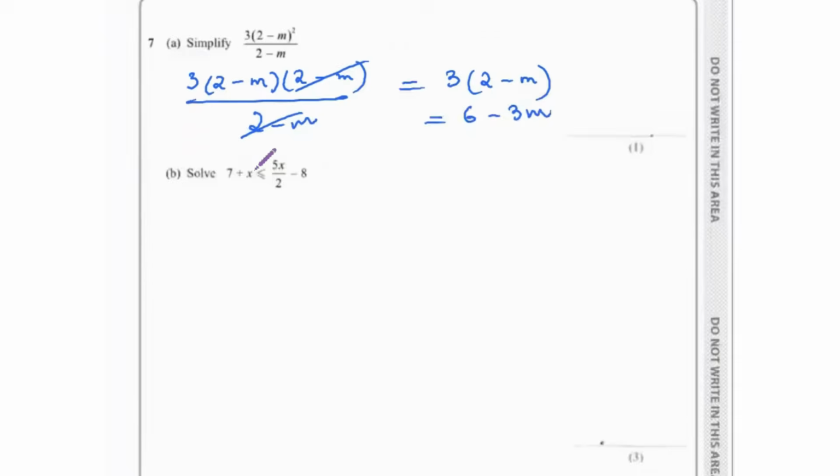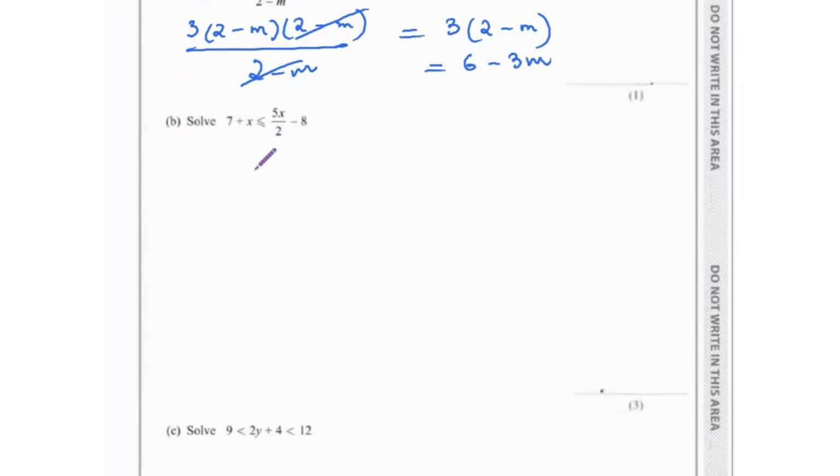Then solve 7 plus x less than or equal to 5x over 2 minus 8. So we have a linear inequality. Linear inequalities are somewhat the same as a linear equation, but the only difference is that we don't have the equal to sign. We have an inequality now. So we collect the like terms on each side.